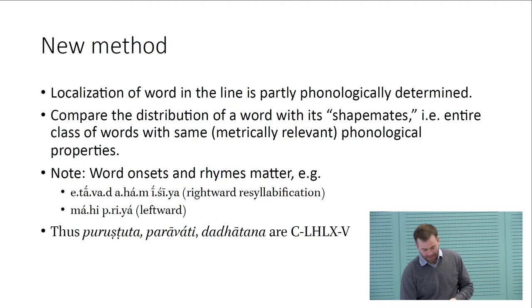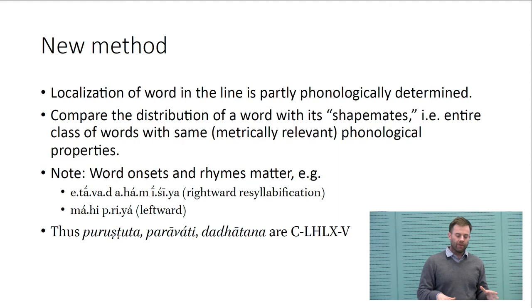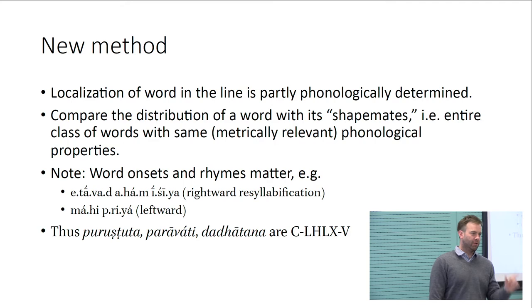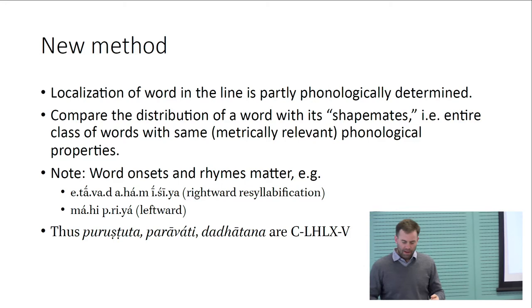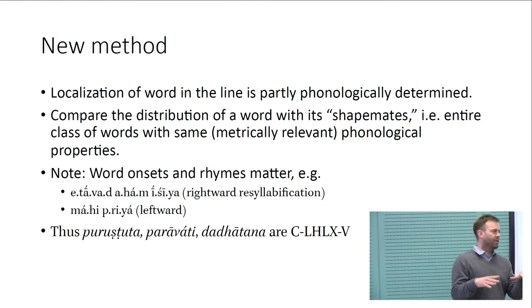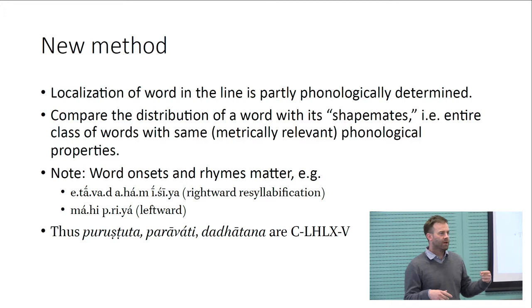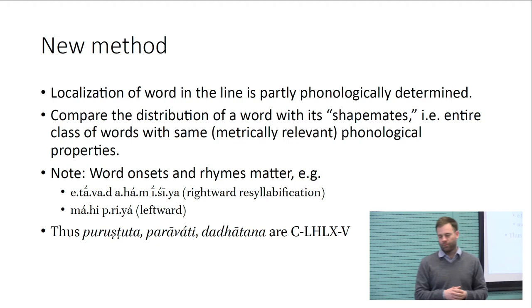What we're going to do now is first note that the localization of a word is partly phonologically determined just by the nature of metrical composition, and then we're going to compare the way that poets localize a particular word with the way that they localize all of the other words that have the same shape. And when I say shape, I mean phonological properties that matter for the meter: number of syllables, syllable weight, distribution. And note that we also have to pay attention to the onset of the word and the rhyme, or the end of the word, because of the way resyllabification works across word boundaries in Vedic.